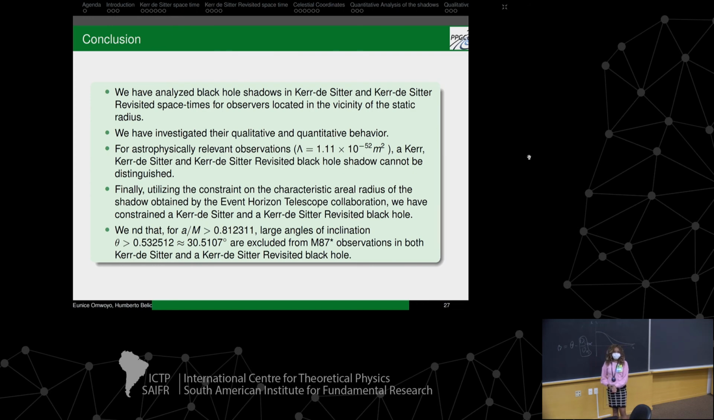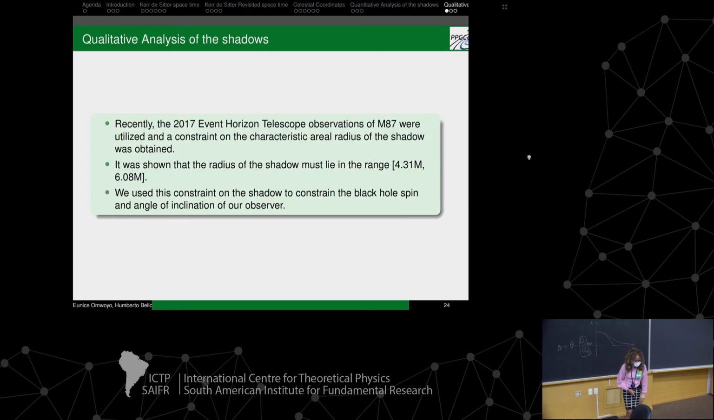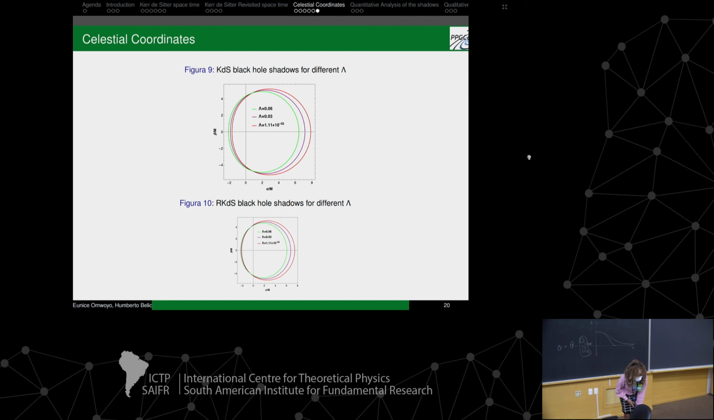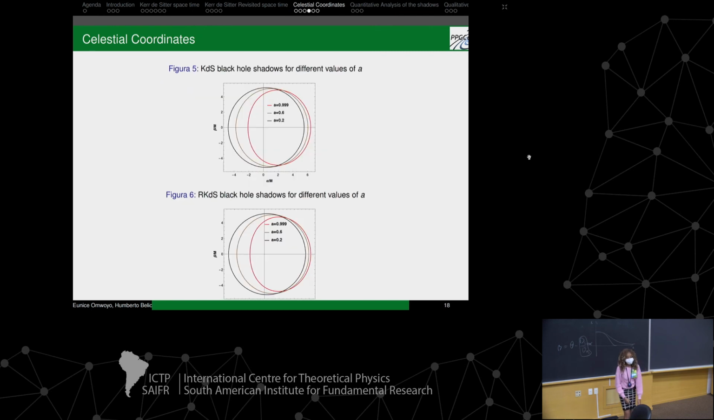Can you hear me? Yeah. About figures 5 and 6. Okay. A is equal to 0.993. Is there a problem around 1? Can you reach this point?